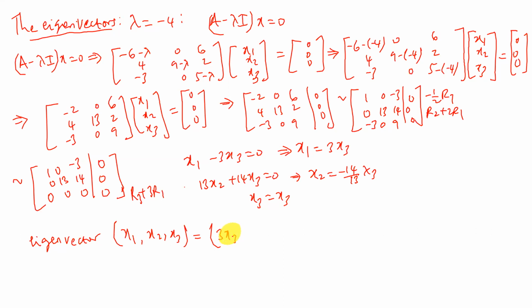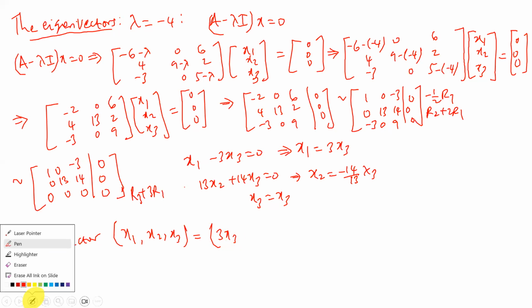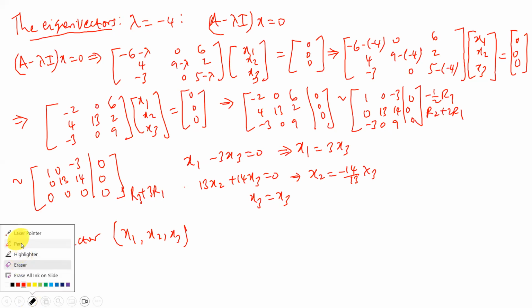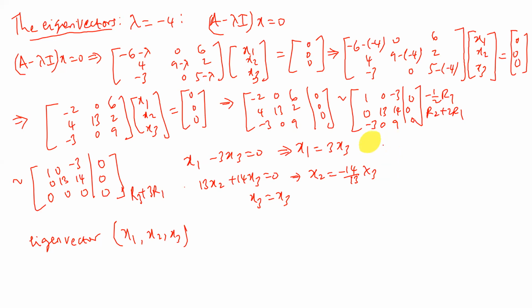Right, so you can let x3 be m. You can let it be anything. It becomes convenient that way. So if you let it be m, what do you get? Let x3 be m.